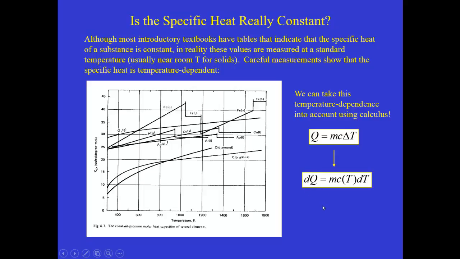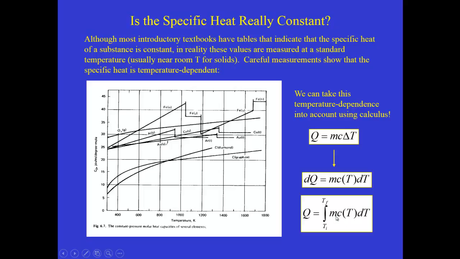And then if we wanted to find the total amount of Q that's absorbed or released when the substance changes from some initial to some final temperature, we would simply do an integral. We would add up the contribution of all these dQ terms, and of course, as we go from an initial temperature, T initial, to T final, the specific heat is changing as well.